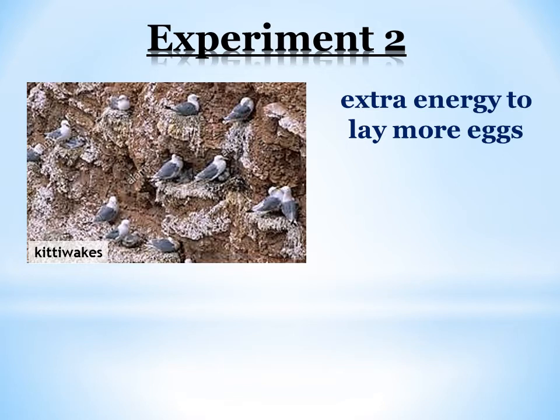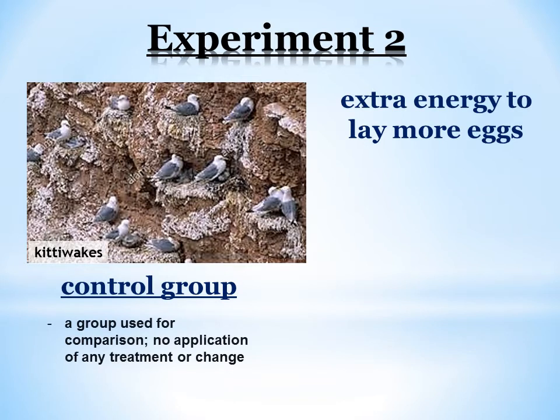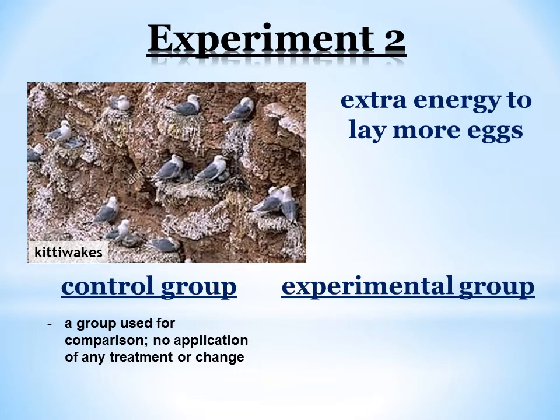They set up a control group and an experimental group. A control group in an experiment is a group used for comparison without any treatment or change applied. In this experiment, the kittiwakes not given the supplemental feedings made up the control group. The experimental group is the group exposed to the factor being tested. The group of kittiwakes getting the supplemental feedings made up the experimental group.